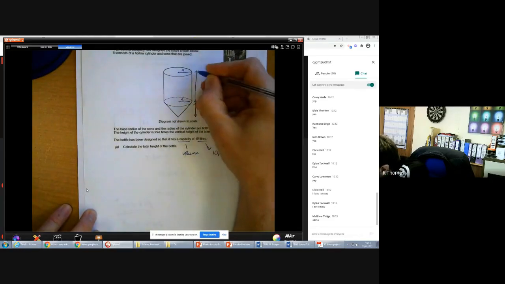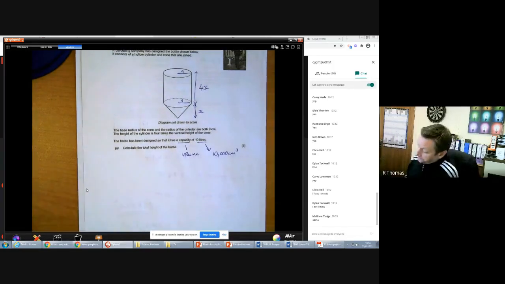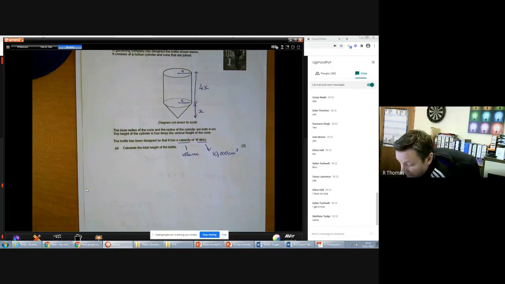Now, let's have a look. They've given us the total volume. We know the formula for volume of a cylinder. They give us the formula for volume of a cone. So if I add up both of those, and I know the volume, I can do some playing around and division at the end and get that total height. All right, so let's have a crack. I think I'll model this one with you as we go along.